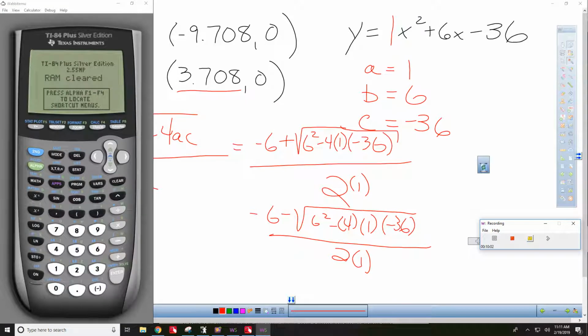All right, we got it back queued up. So, minus 6. Now it's minus the square root of 6 squared minus parentheses 4 parentheses 1 parentheses negative 36. Hit enter, then divide by 2, and look at our other answer, Carson. It's exactly what we got.